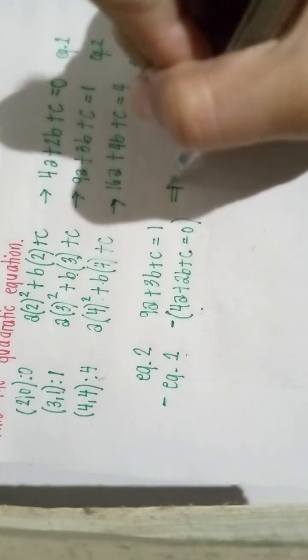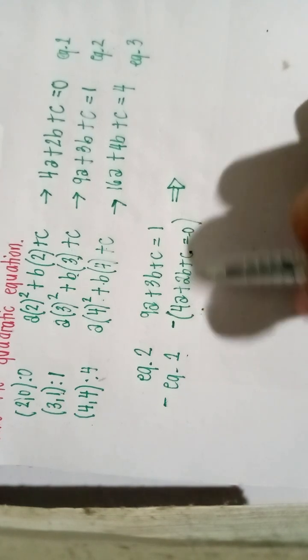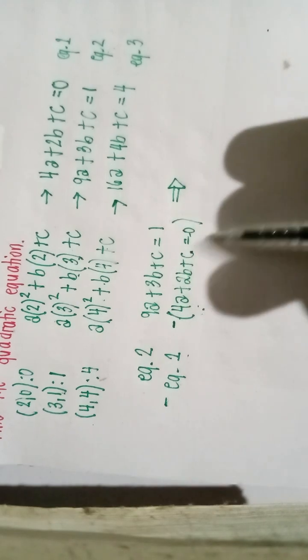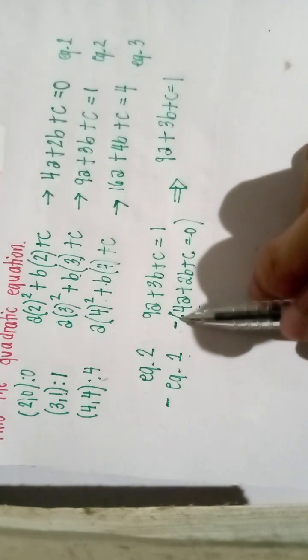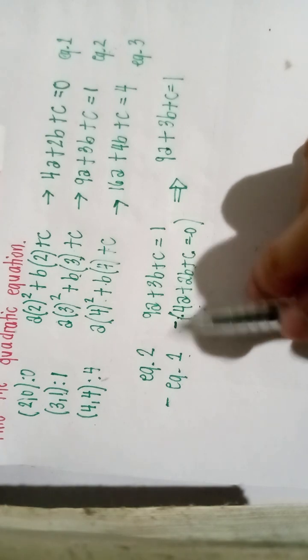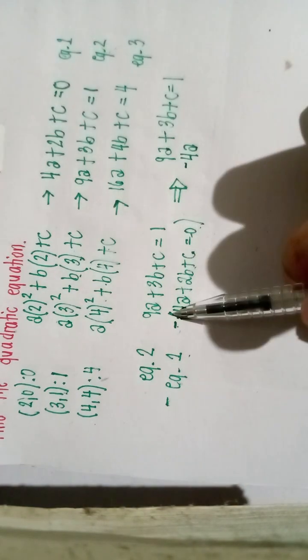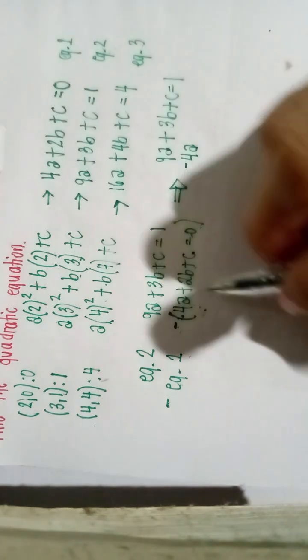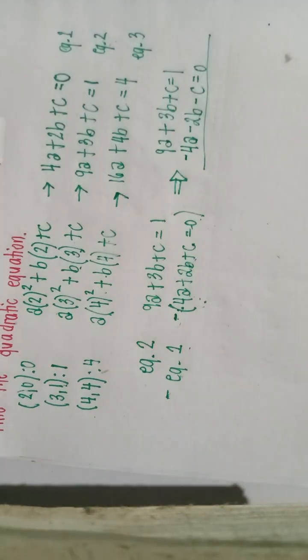So now we will rewrite. You have to take the opposite sign of all the terms inside the parentheses. So we rewrite the top one as is, 9a plus 3b plus c equals 1, and for the equation below, which is equation 1, it becomes negative times 4a, which is negative 4a. Again, in short, just change the signs inside the parentheses because it is multiplied by negative 1. So negative 4a, then plus 2b becomes minus 2b, plus c becomes minus c, equals as is 0.